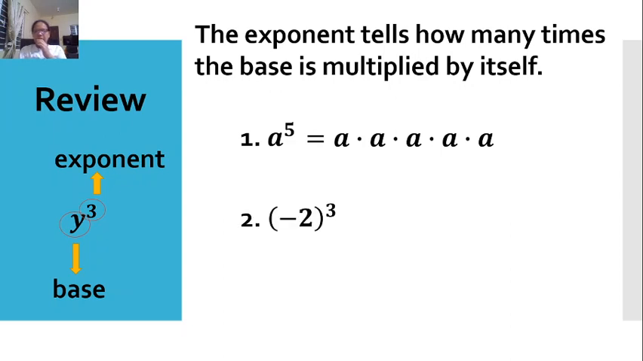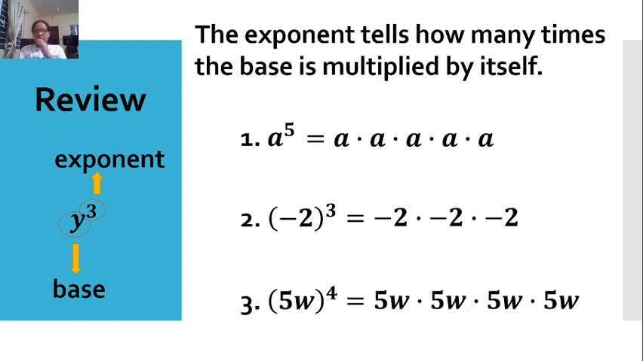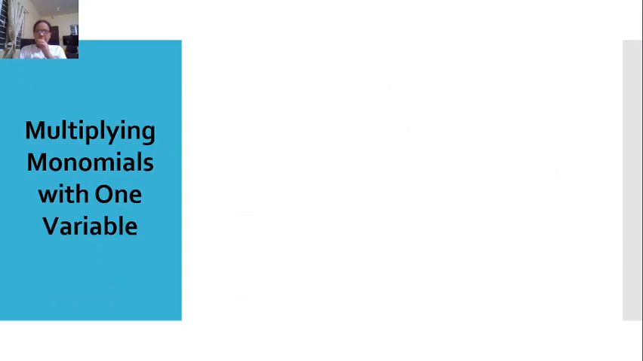If we're given negative 2 cubed, that means we have to multiply negative 2 three times by itself, which is negative 2 times negative 2 times negative 2. And if we're given 5w to the fourth, that means 5w times 5w times 5w times 5w.